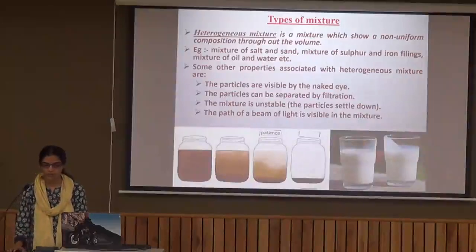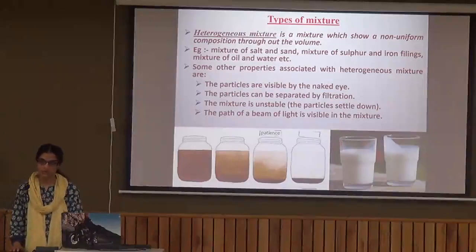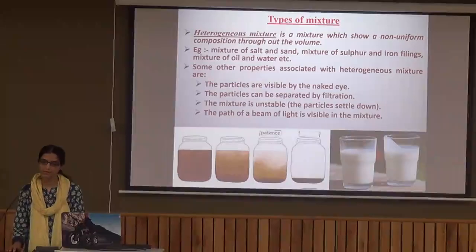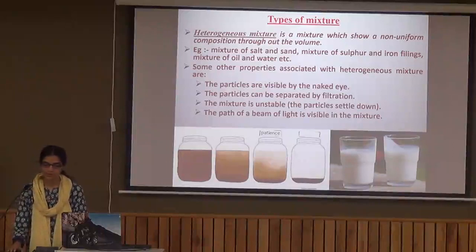Then we have heterogeneous mixtures, which have different properties in different parts. So we can say there are boundaries between the constituents. For example, suppose we have sand in water. Once you allow the solution to stand, sand is at the bottom and water is at the top, and very small suspended particles can be seen in the solution. So here the components have distinct boundaries. So we can say heterogeneous mixtures are those which have different properties in different parts.